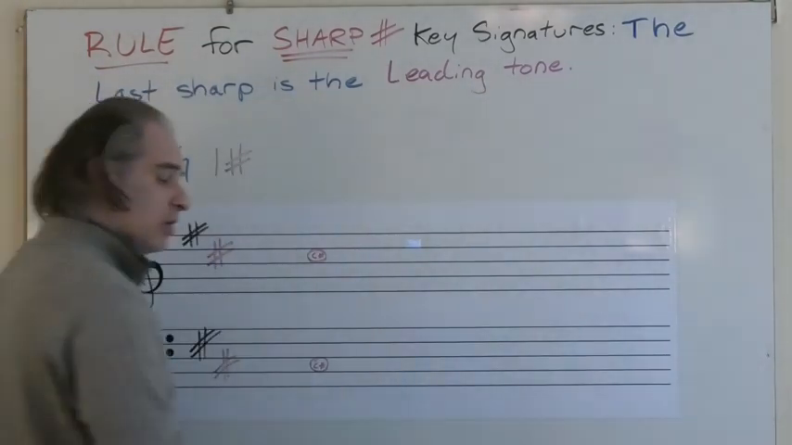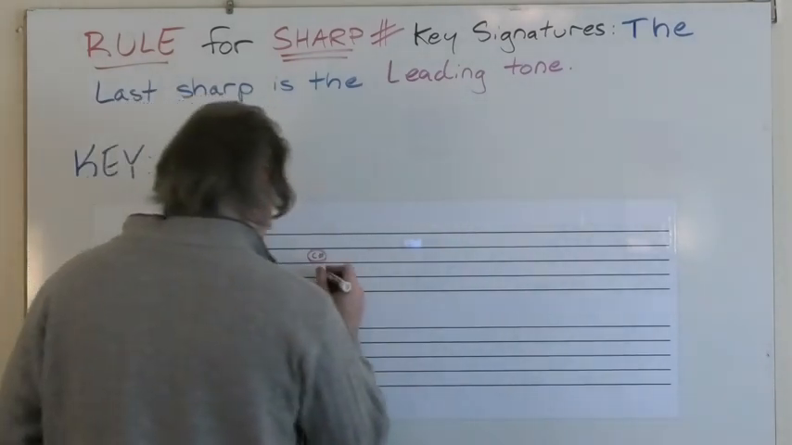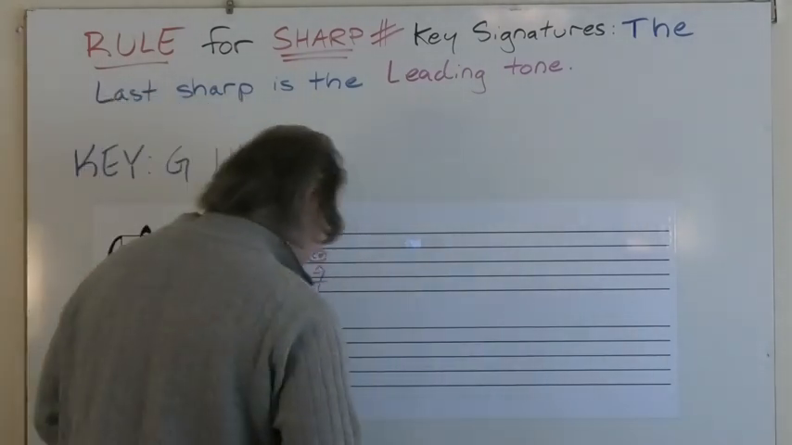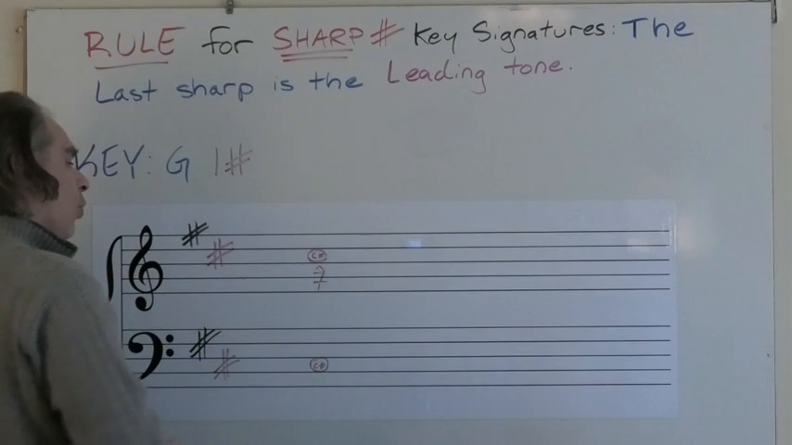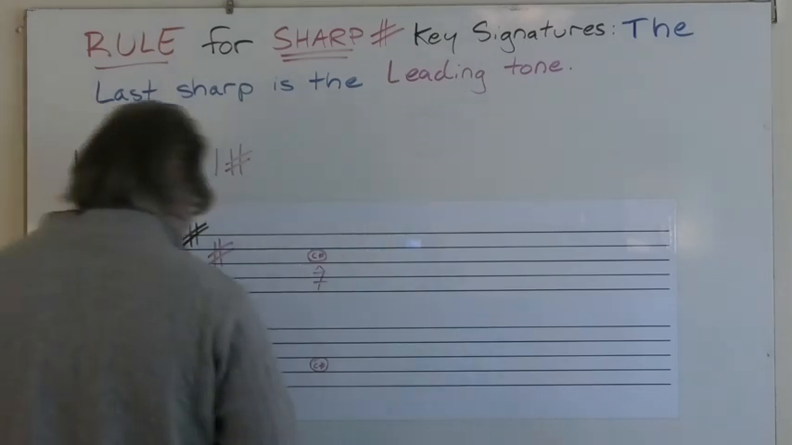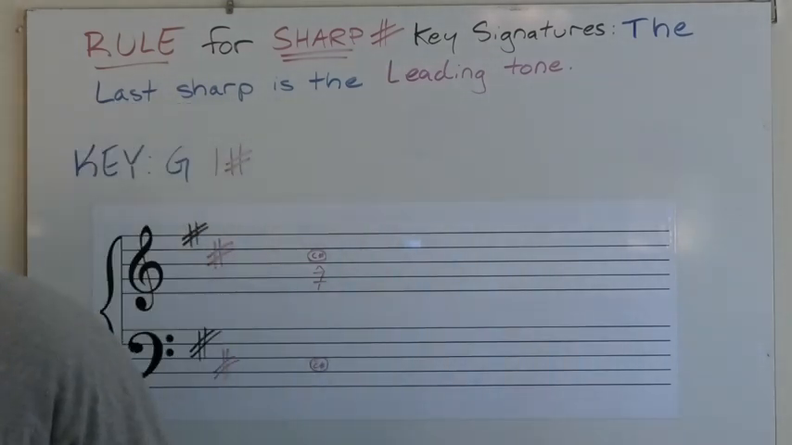What's the leading tone? It is the 7th scale degree, a half step before the octave and a half step before the key. So what's a half step up from C sharp? D. Right, and to get our tonal center, we do this.